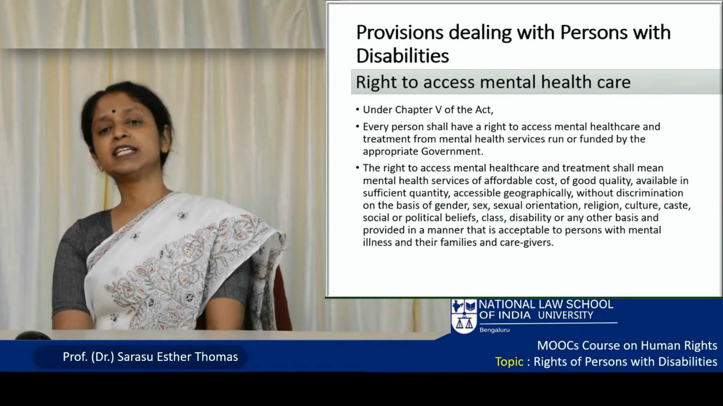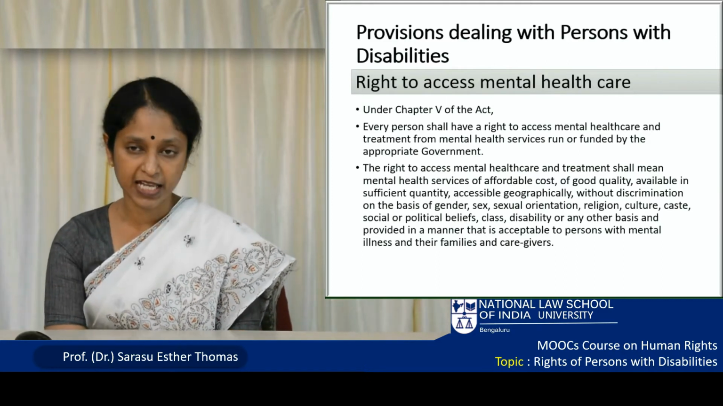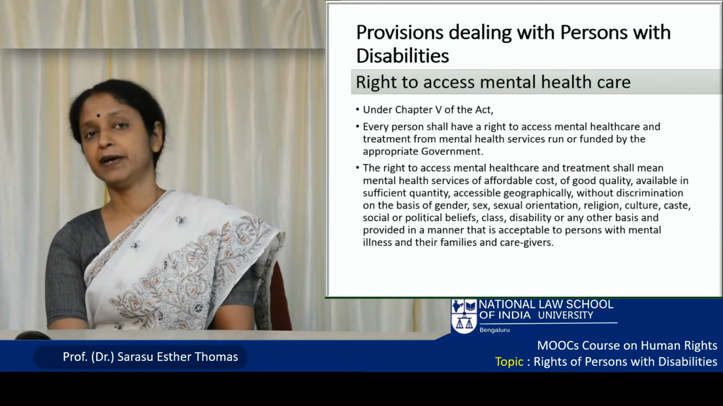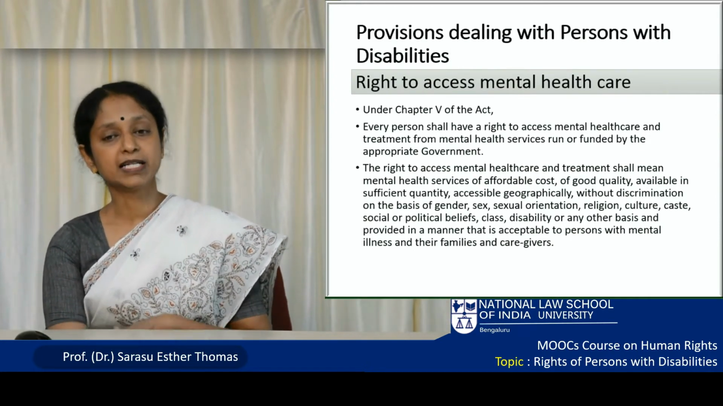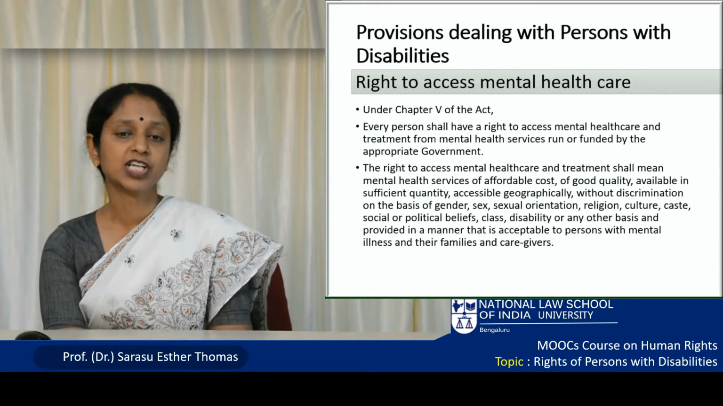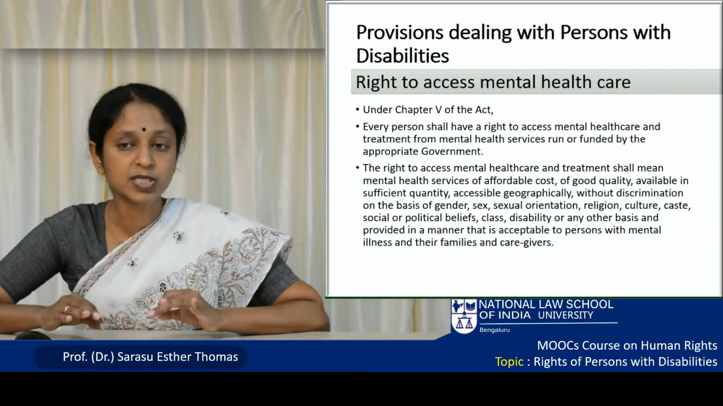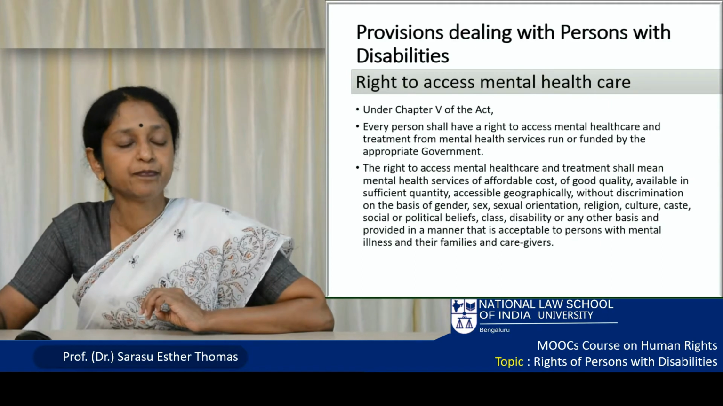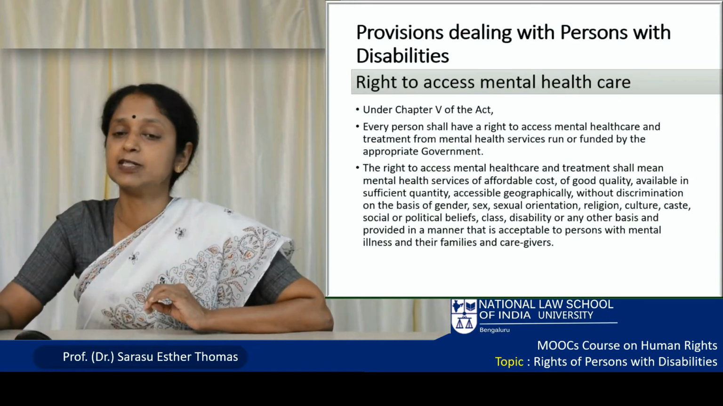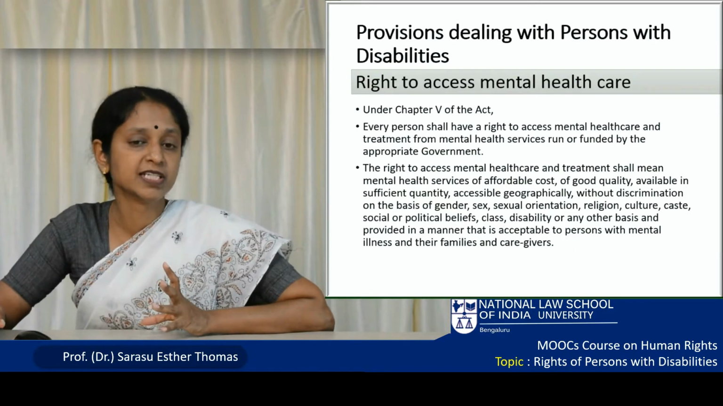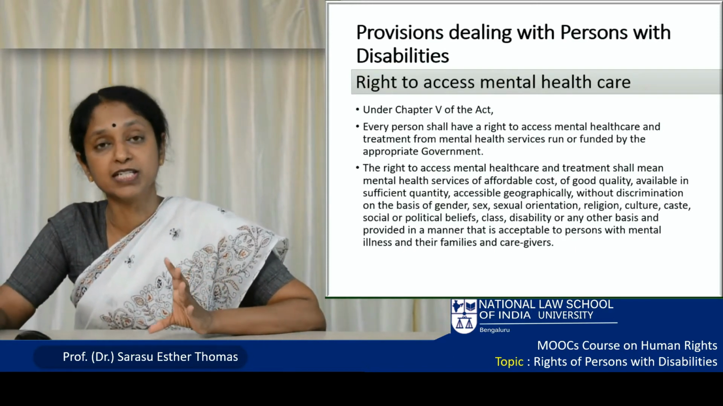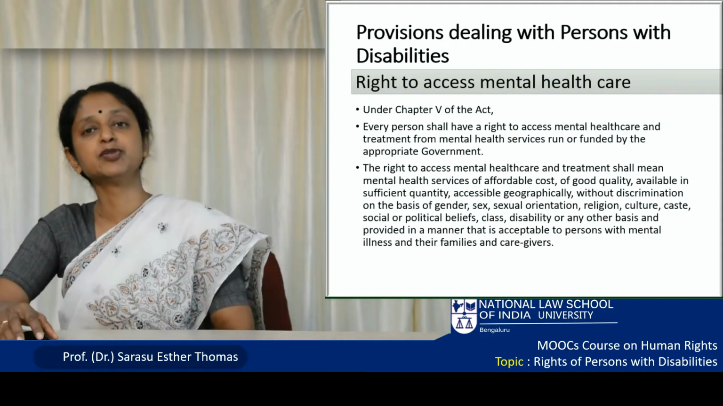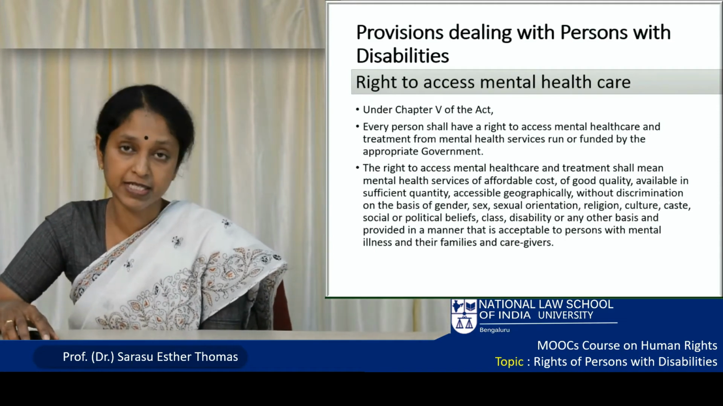It says, first of all, that every person shall have the right to access mental health care and treatment from mental health services run or funded by the appropriate government. The right to access mental health care and treatment shall mean mental health services of affordable cost, of good quality, available in sufficient quantity, accessible geographically, without discrimination on the basis of gender, sex, sexual orientation, religion, culture, caste, social or political beliefs, disability, or any other basis, and provided in a manner that is acceptable to persons with mental illness and their families and their caregivers.